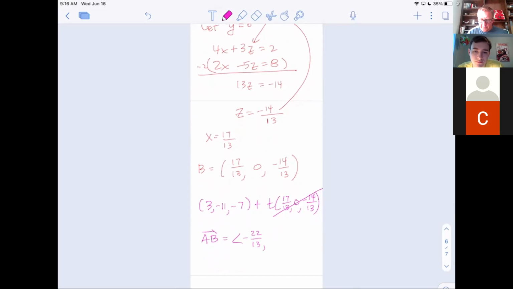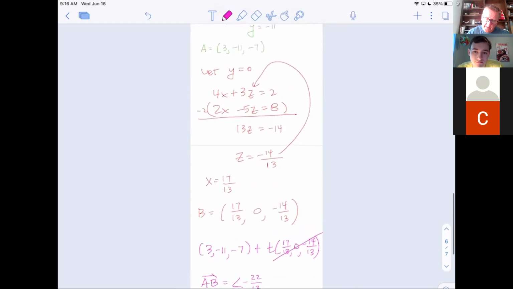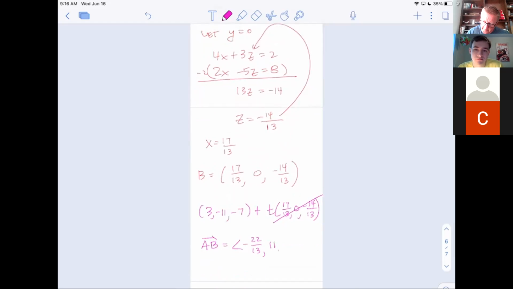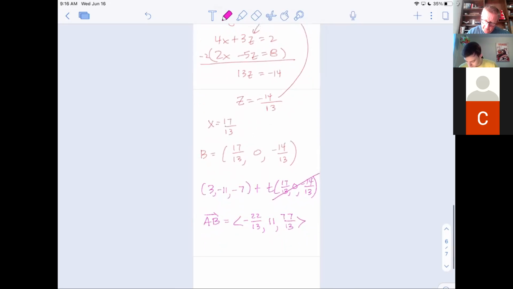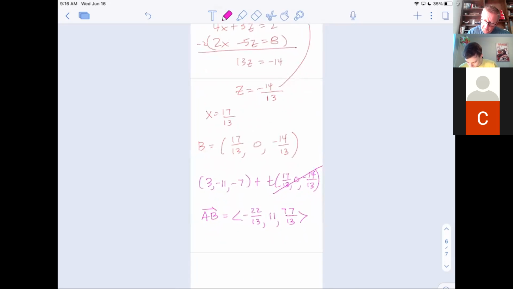And then, oh, good, 0. 0 minus negative 11 is 11. So there I got one reprieve. And then negative 14/13 minus negative 7. So plus 7. Again, weird decimal. Convert that to a fraction for me. I get 77 over 13. So that is what I could replace this with. If I put this in here, then I'd have an answer that was good.